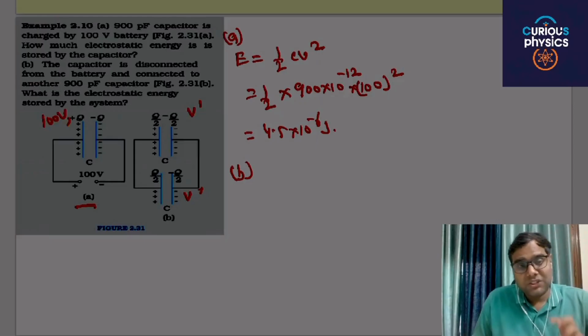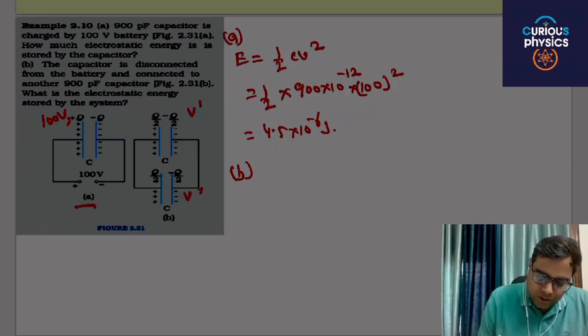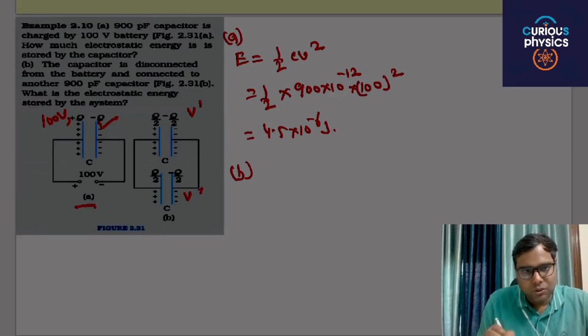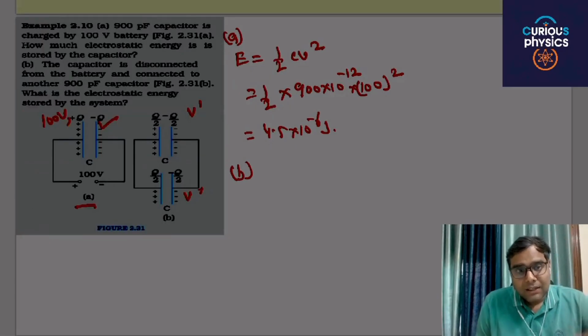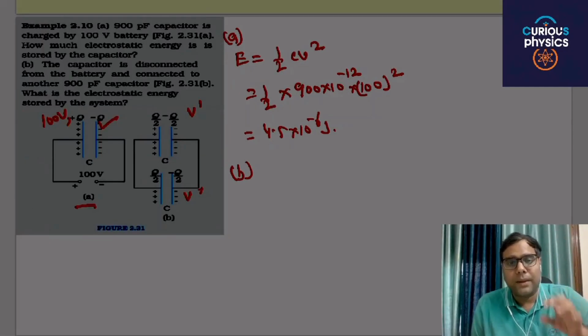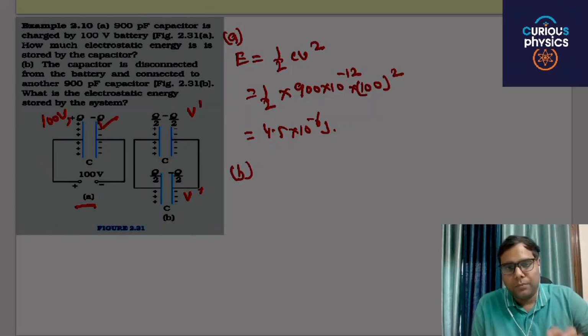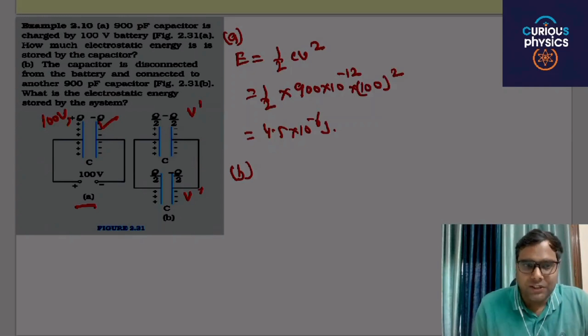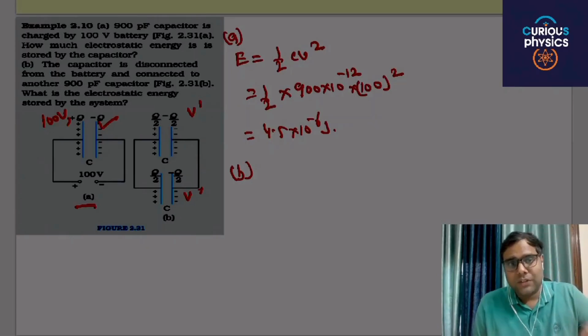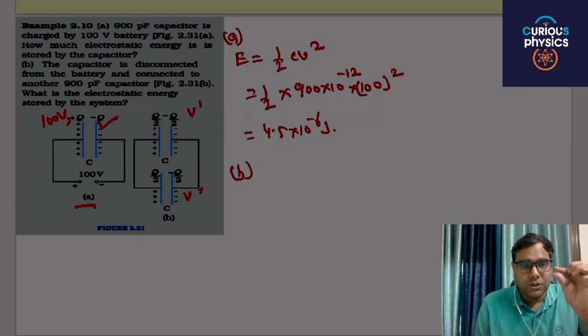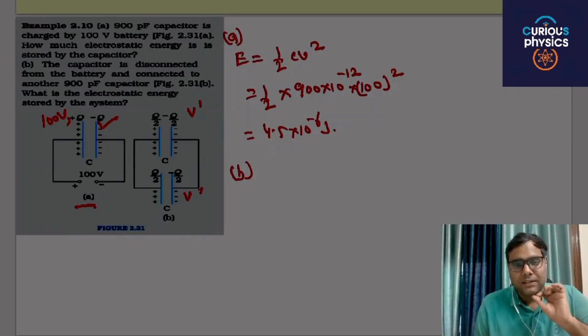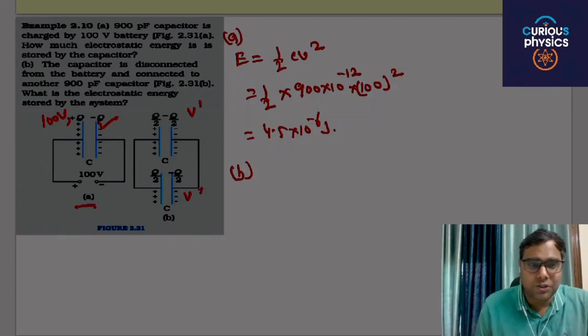Why? Because the charge will move from the first capacitor to the second capacitor until the potential across both capacitors is the same. The final potential will be V dash and V dash. And according to conservation of charge, this positive charge is moving between the plates. If the initial charge is plus Q, the final charge must be plus Q.